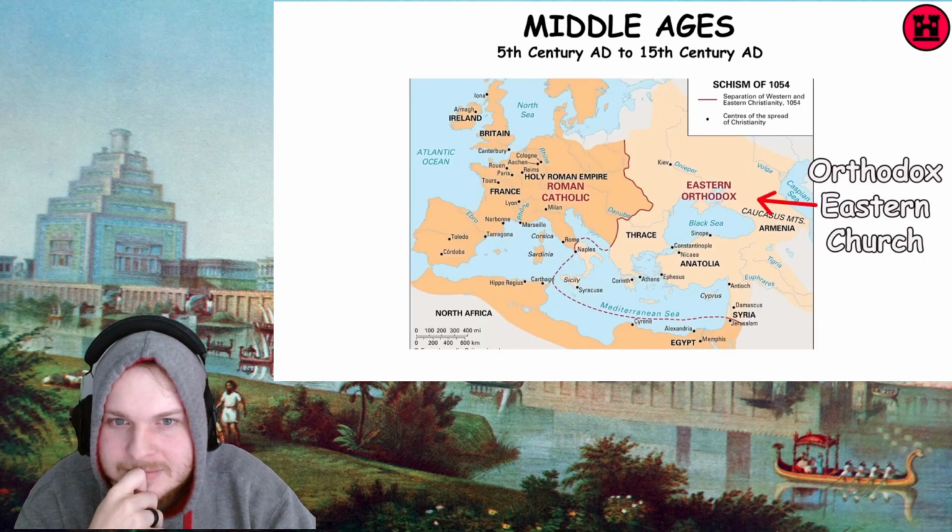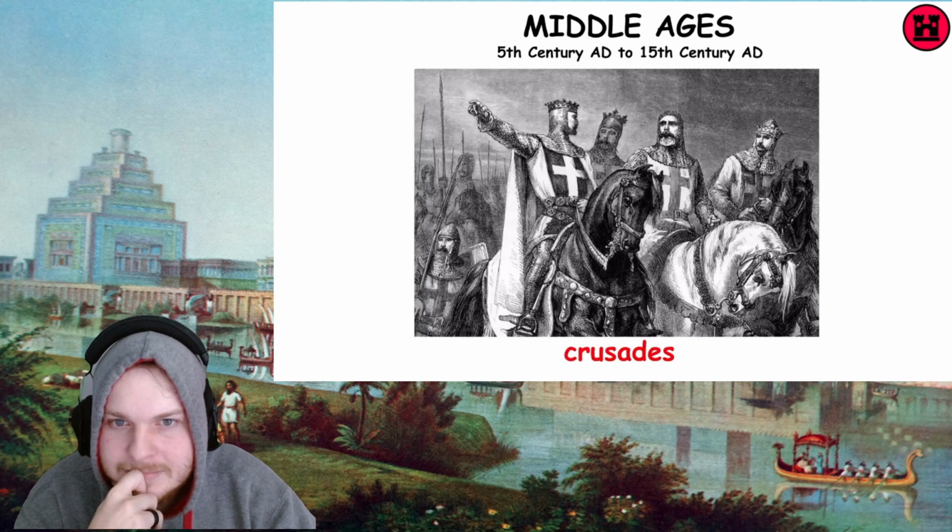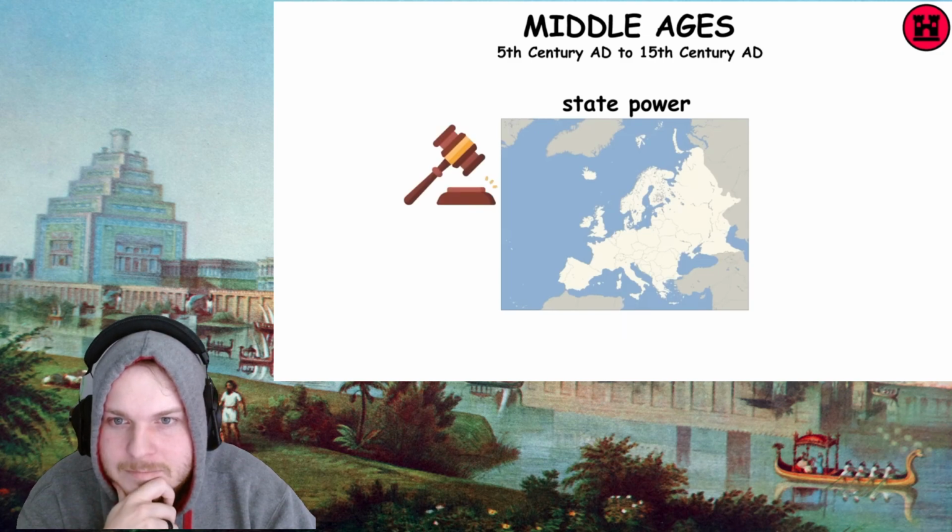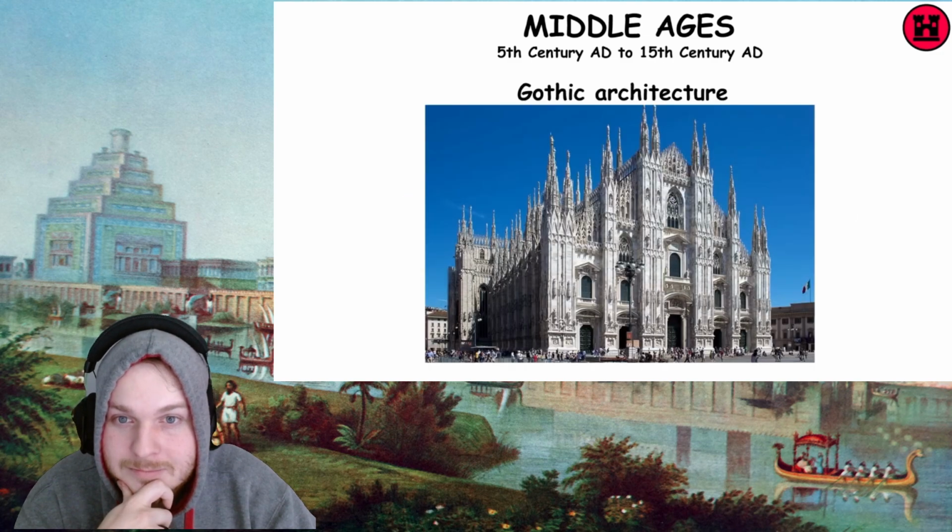The Catholic Church also started militarizing after clashes with other powers, and the schism with the Eastern Church, which became the Orthodox Eastern Church, and they conducted the Crusades. The state power started to rebuild its legitimacy and strength, and the famous Gothic architecture style emerged.